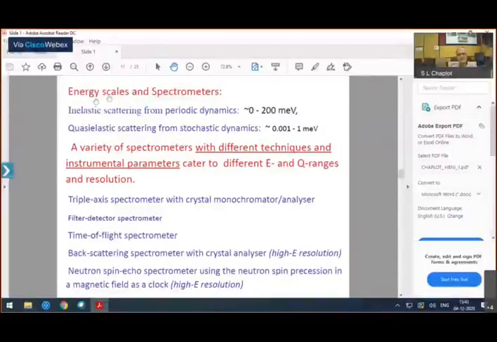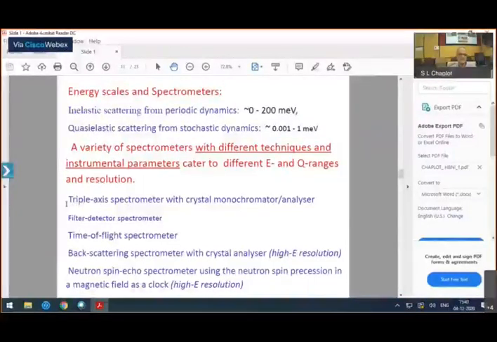So the energy scales for inelastic scattering typically start from zero because acoustic modes, for example, start from zero. And so there can be very low energy modes as well. Quasi-elastic scattering is from a micro-electron volt to a milli-electron volt. As I said, there are a large number of spectrometers which involve different techniques and different instrumental parameters which are carefully chosen to meet different ranges.